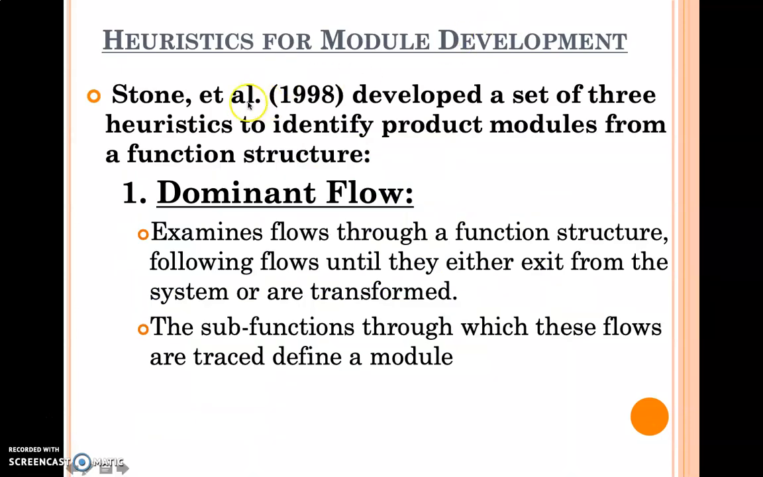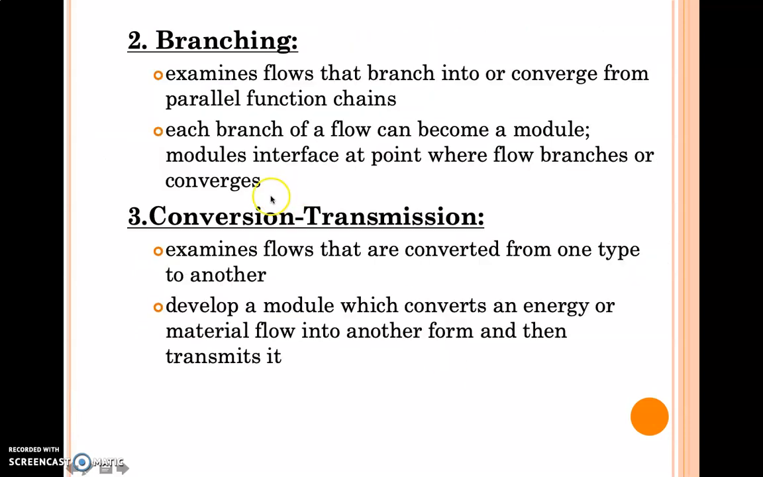Now this is the dominant flow. In the dominant flow, you examine flow through the function structure, and the functions through which these flows are traced are defined as a module, meaning you have to check the flow from one function to another. Similarly, in the branching flow, examine flow that branches or converges from a parallel function chain. You have to see the parallel function chains and only focus on branches. Each branch of flow can become a module, and module interfaces are at the points where flow branches or converges.